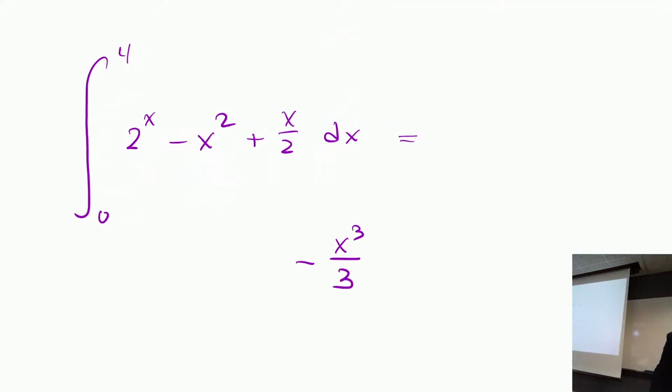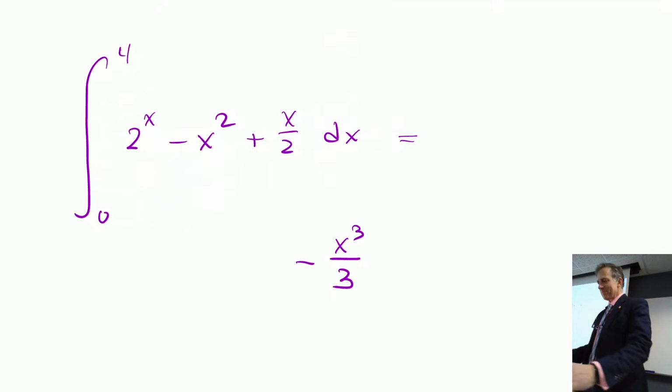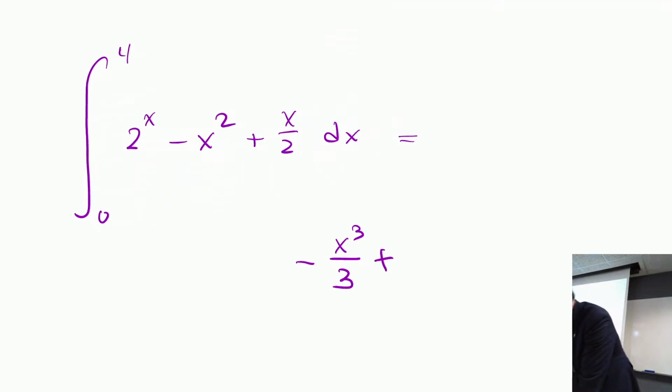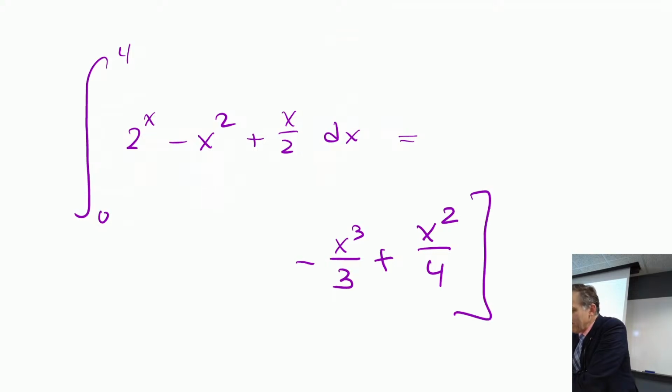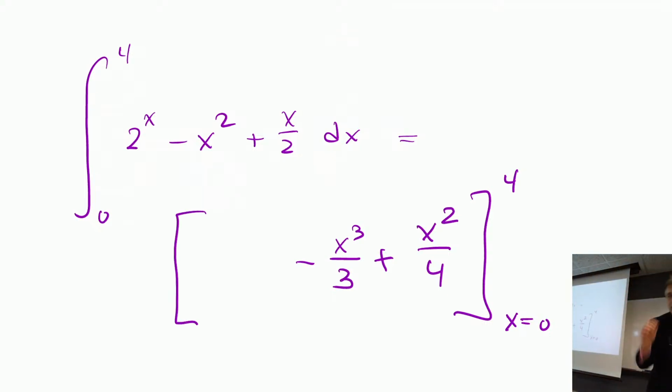Let's get the other 2. All right, Briar, do you have a choice? Which one would you like to do? All right, very nice. And of course, we're going to be evaluating this from 0 to 4. Oh, what in the world? 2 to the x. Okay, I'll make it a little bit easier on you. Eli, do you know what the antiderivative of e to the x is? Yeah, e to the x.